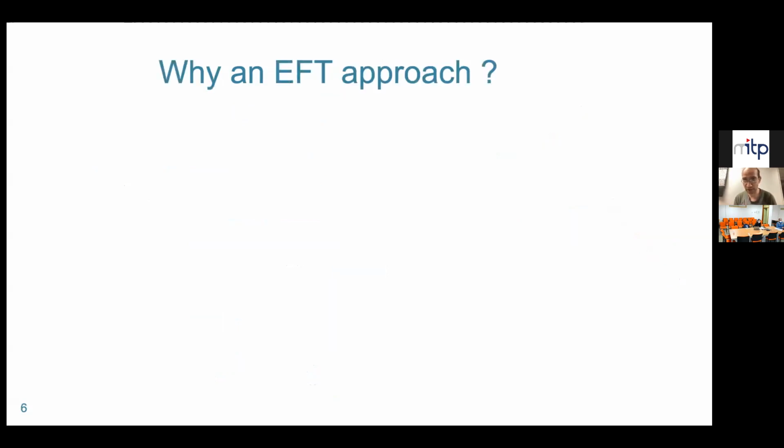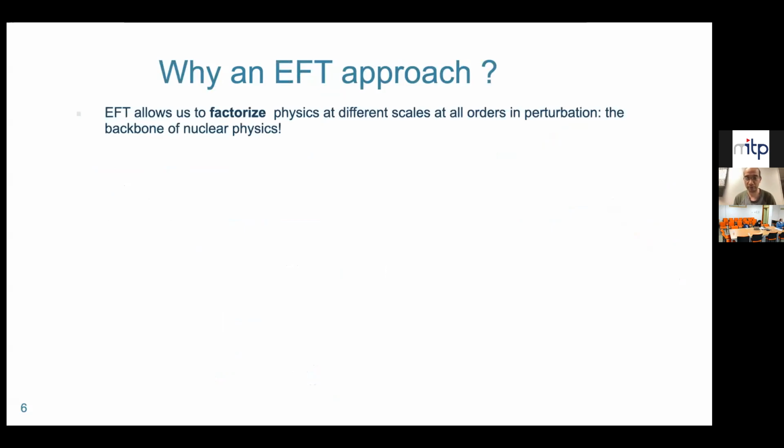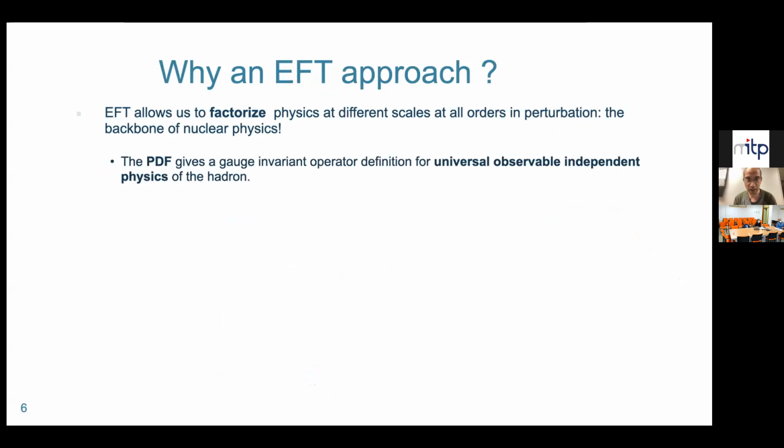So what does this EFT approach actually get for us? First of all, it allows us to factorize the physics at different scales to all orders in perturbation theory, which is important. Now, the definition of the PDF in this case gives us a gauge invariant operator definition for a universal observable independent physics of the hadron, which is a very important point. So the point here is that it's universal, so that the same object keeps appearing in different observables.